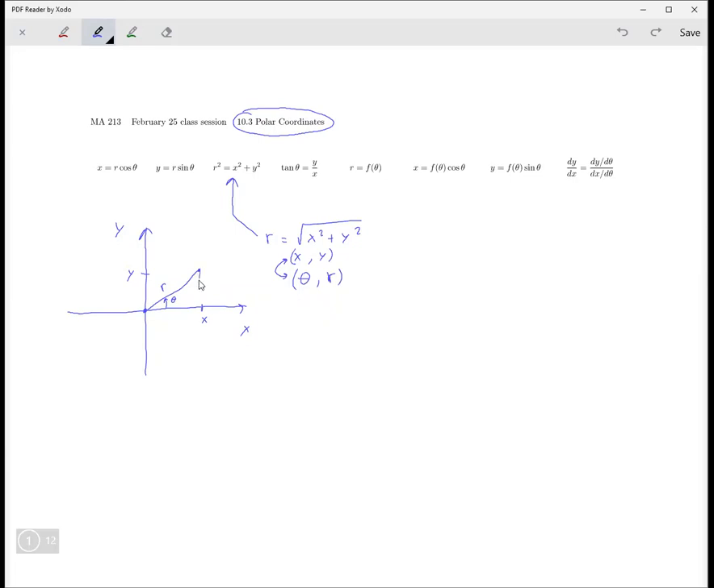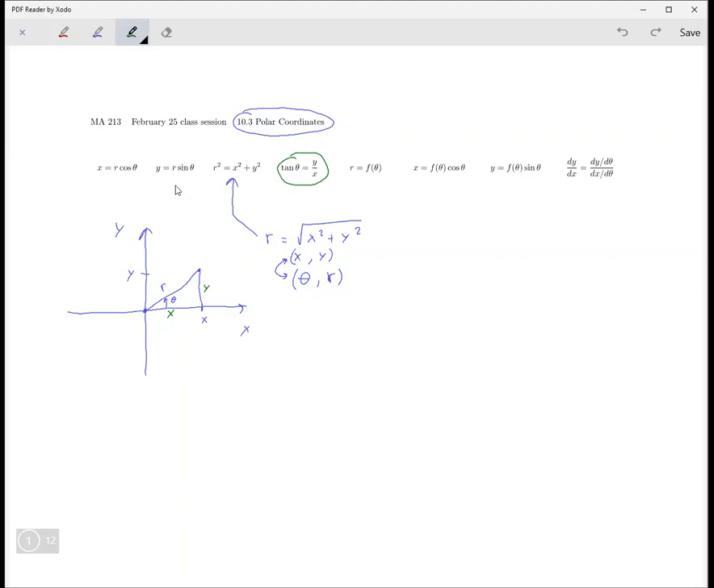Now, this angle, so this is y and that's x. So the tangent of this angle is y over x. That's one way to look at it.